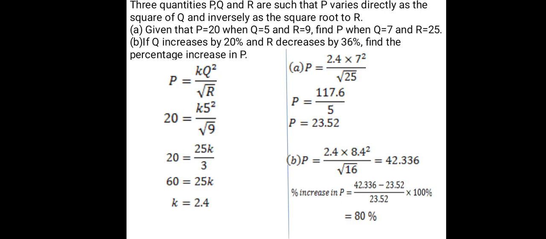So part A, P is equal to 23.52, and part B, the percentage increase in P is 80%.